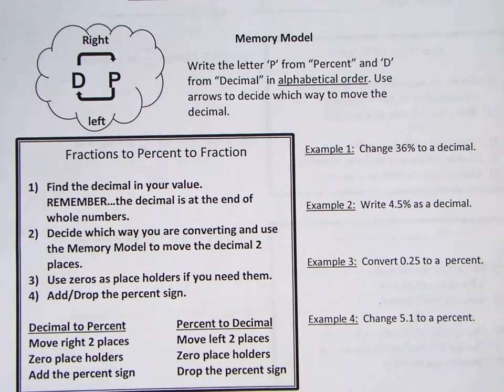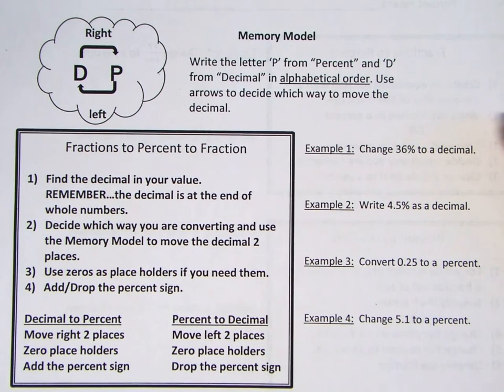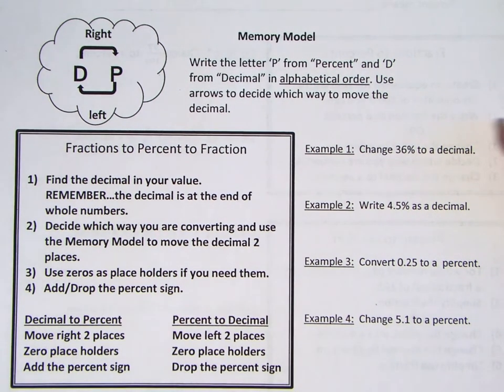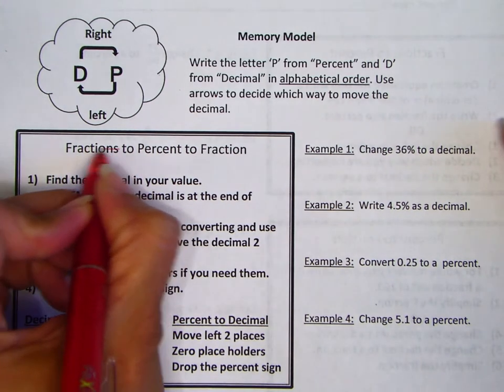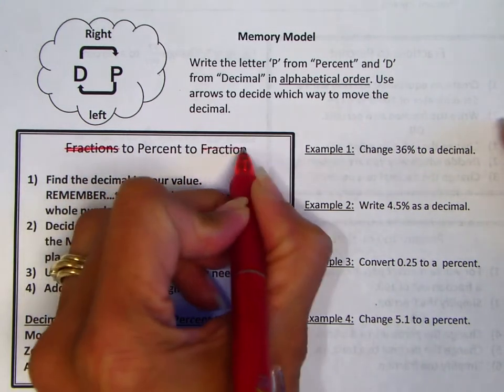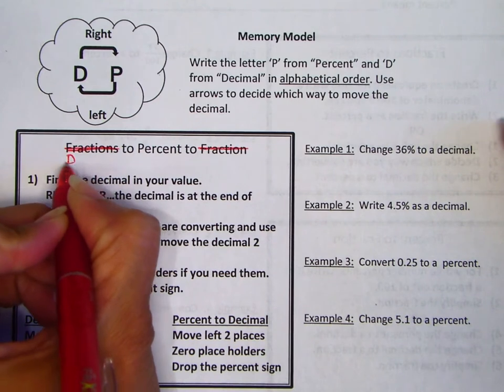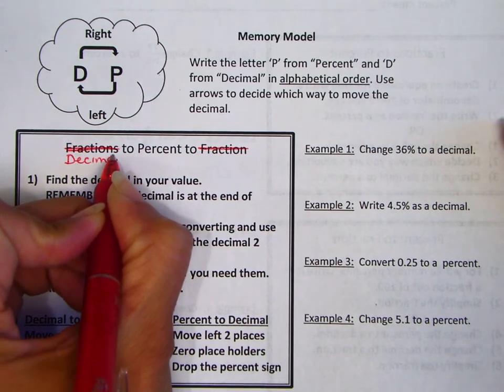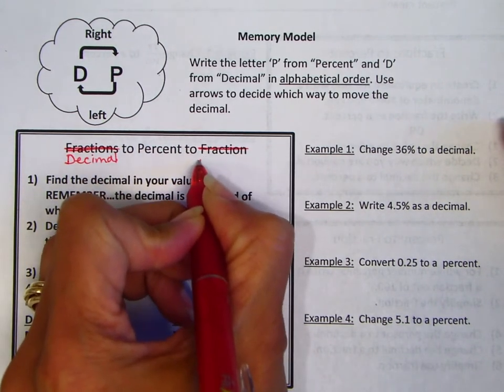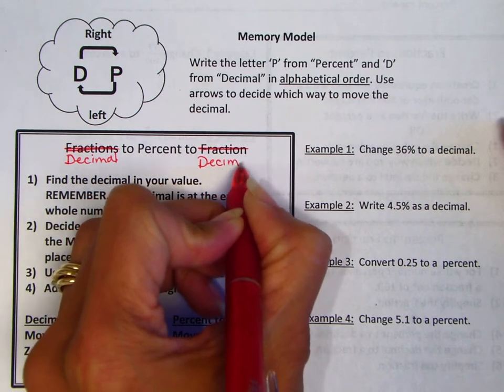Hello class. So we've talked about converting fractions and decimals to fractions. Now we need to be able to convert from decimals to percents and percents to decimals. So one of the things that I want you to think about is this memory model. And I am going to make a correction to the notes. They should say decimal to percent and percents to decimals.